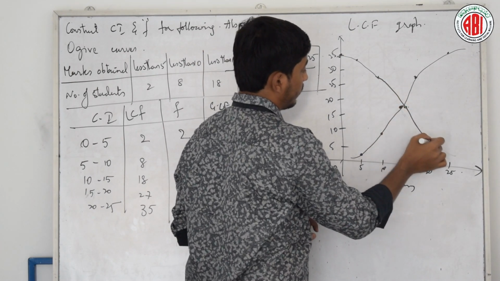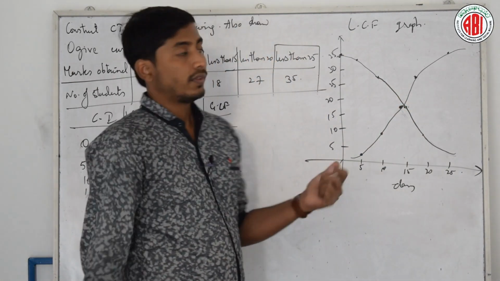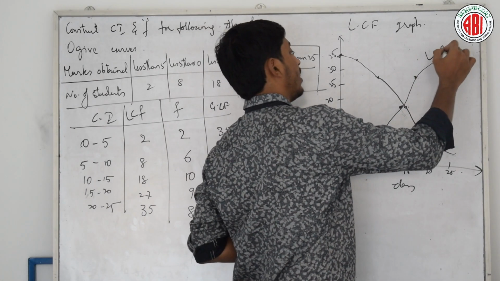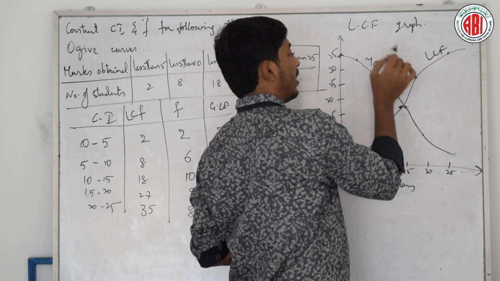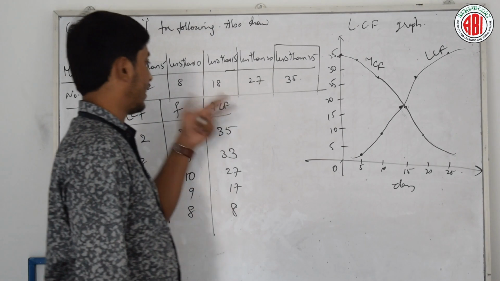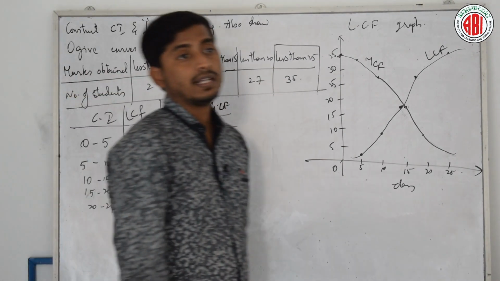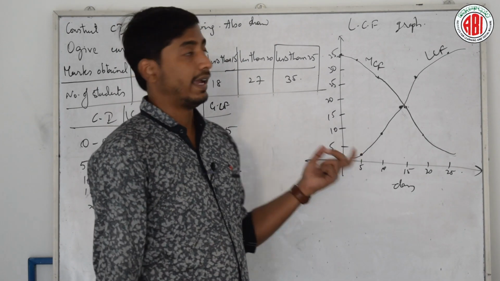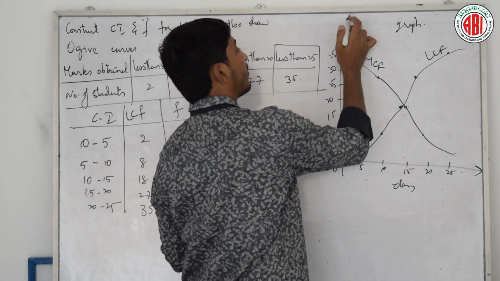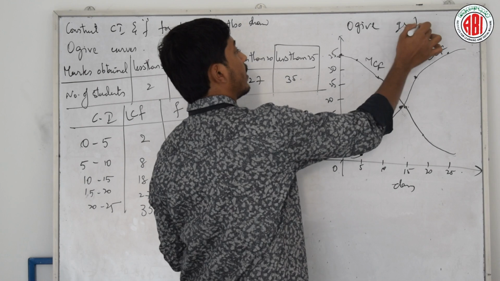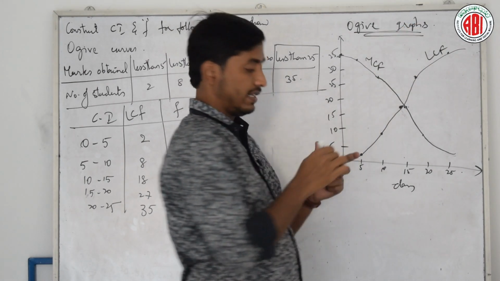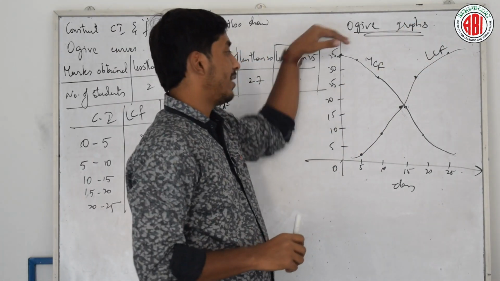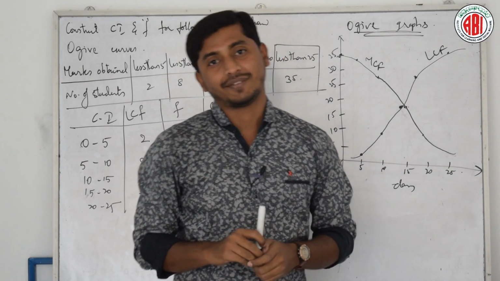Is it fine? This is the less than cumulative frequency graph, this is the more than cumulative frequency graph. Greater than or more than both are same. Clear? Is it fine? These are called ogive graphs. Ogive graph is simply a combination of less than cumulative frequency and more than cumulative graphs.